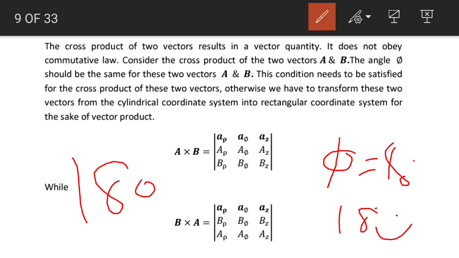We will have to transform the vectors from the cylindrical coordinate system into the rectangular coordinate system. We will find the cross product in the rectangular coordinate system, and we know that the cross product results in a vector quantity, so we will have to transform the resultant vector from the rectangular coordinate system back into the cylindrical coordinate system, which is really a very difficult job, right? So we assume that this angle phi is the same for A and B, so we can calculate A cross B with the help of this determinant, and we can calculate B cross A with the help of this particular determinant. We know that the cross product does not obey the commutative law. We know that A cross B is equal to minus B cross A.